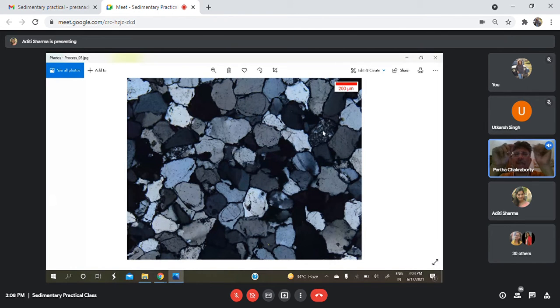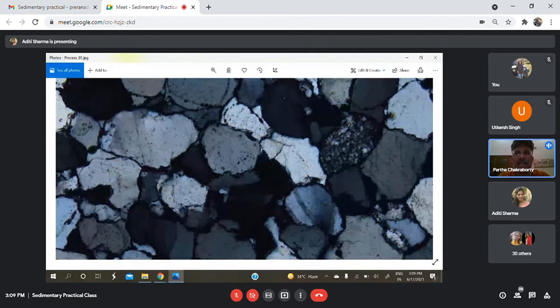There is a chert fragment. A chert fragment, is this chert fragment looking similar to polycrystalline quartz? Is this fragment similar to polycrystalline quartz?